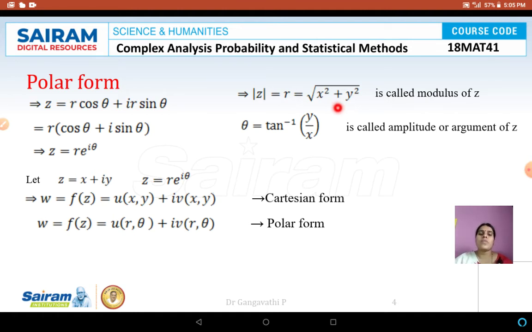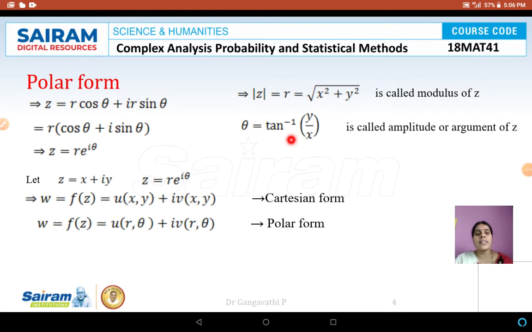So the square root of x square plus y square, where x is r cos theta and y is r sin theta. When you square them and add them, you get r square cos square theta plus r square sin square theta. r square can be taken outside, and if you take r square out of the square root, it becomes r. Cos square theta plus sin square theta is 1. So the modulus of z results in the square root of x square plus y square, which we call mod z, and theta is equal to tan inverse of y by x.